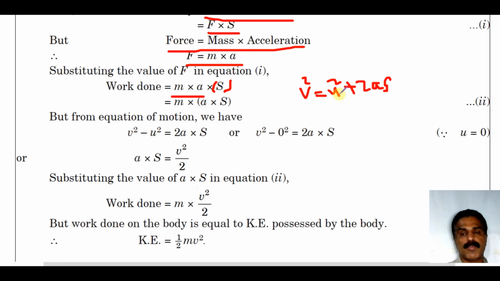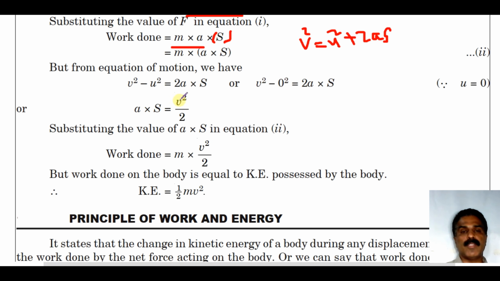v square minus u square is equal to 2as, or v square minus 0 square equal to 2as, where a body is starting from rest. Its motion starts from rest. That means v square is equal to 2a into s. So a into s is equal to v square by 2, or substituting the value of a into s, work done is equal to mv square by 2.